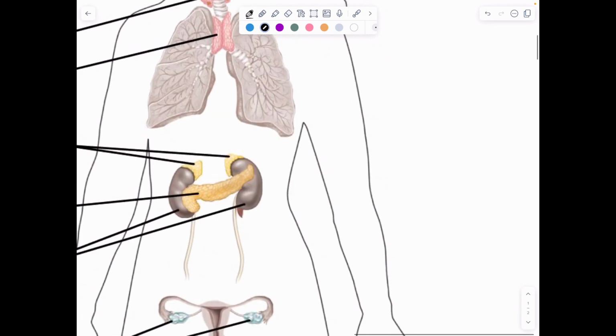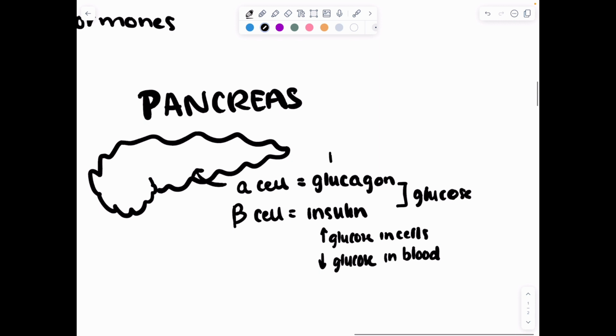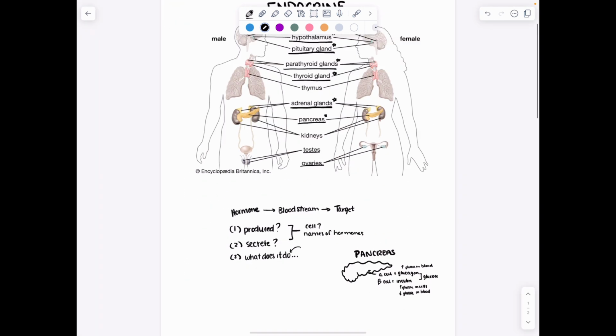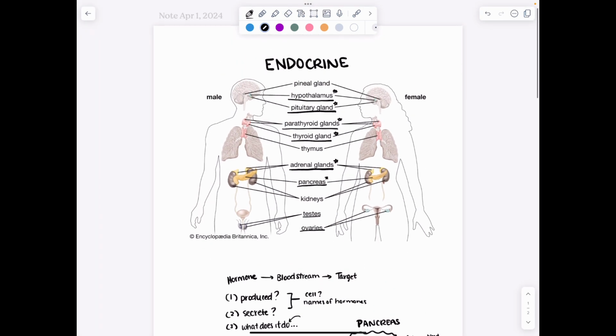Glucagon is going to do the opposite. Glucagon increases the glucose in the blood by taking it out of the cells. So therefore it decreases the glucose in the cells. So they kind of regulate each other, and that's all happening in the pancreas. We'll talk again more about these things in lab. If you have any questions, let me know.